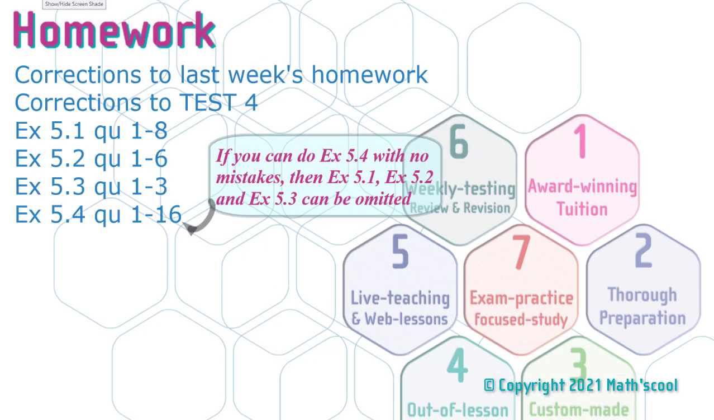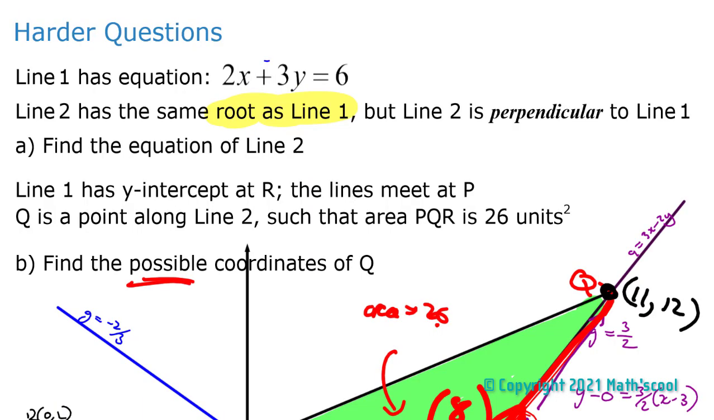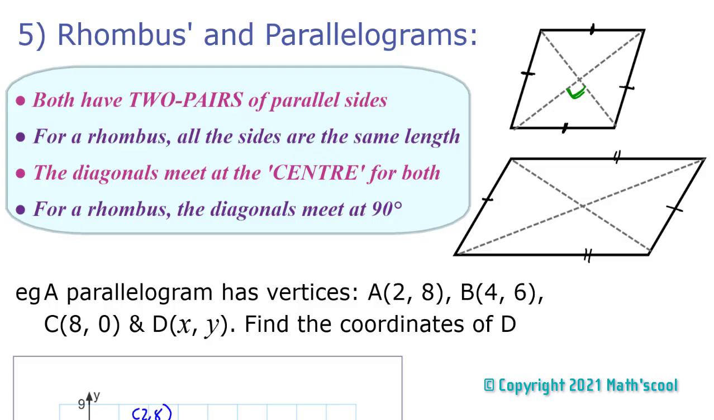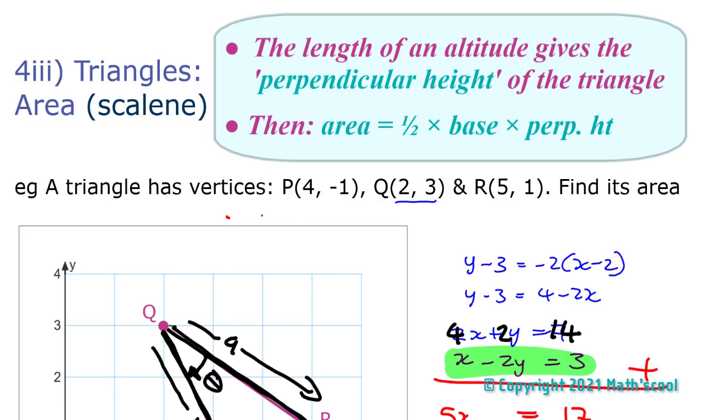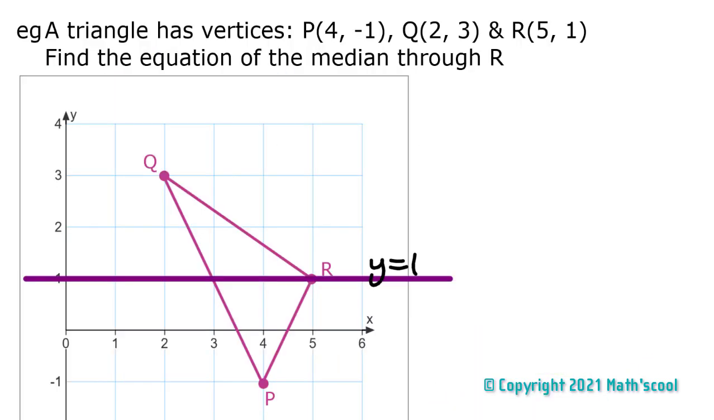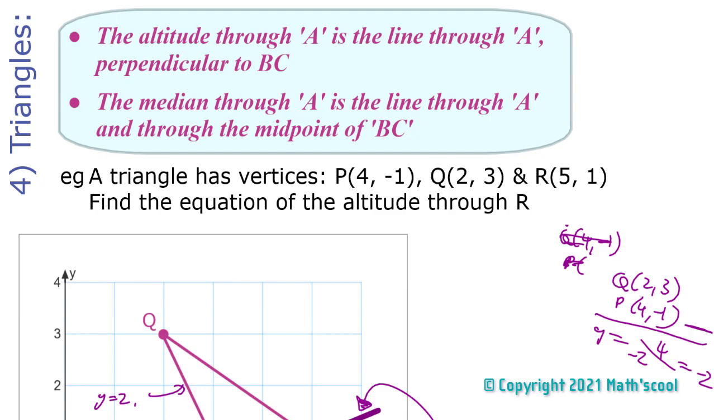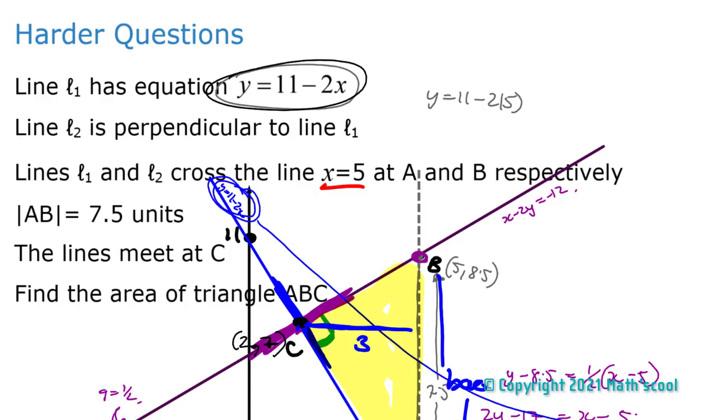Okay, so this is the homework, and on exercise 5.4, I've said if you can do it with no mistakes. So you know what you'll find? 5.1, 5.2 and 5.3 are like the mechanical bits that we were doing earlier on. And 5.4 is much more like these questions here, like this one, and maybe this one, and maybe this one here. They'll be more like those kind of questions.